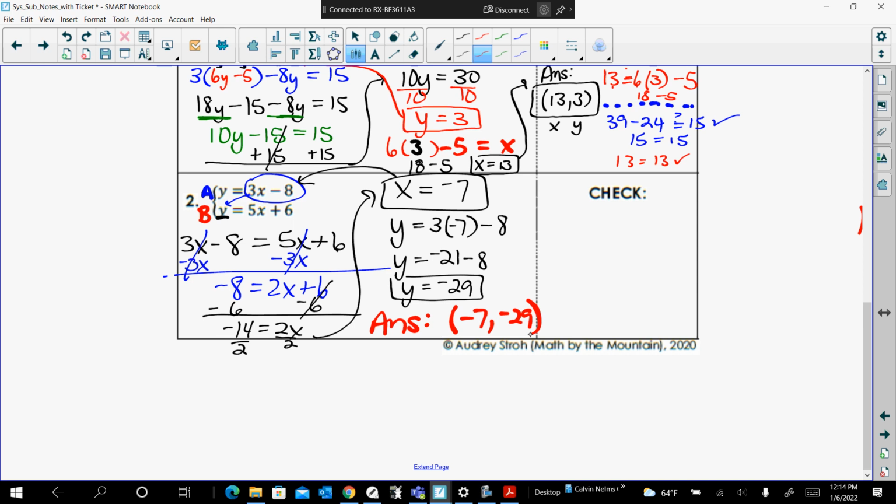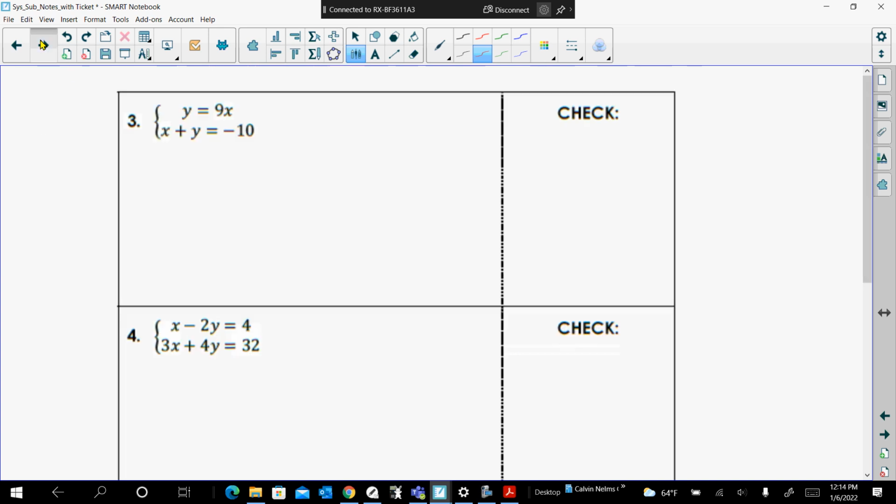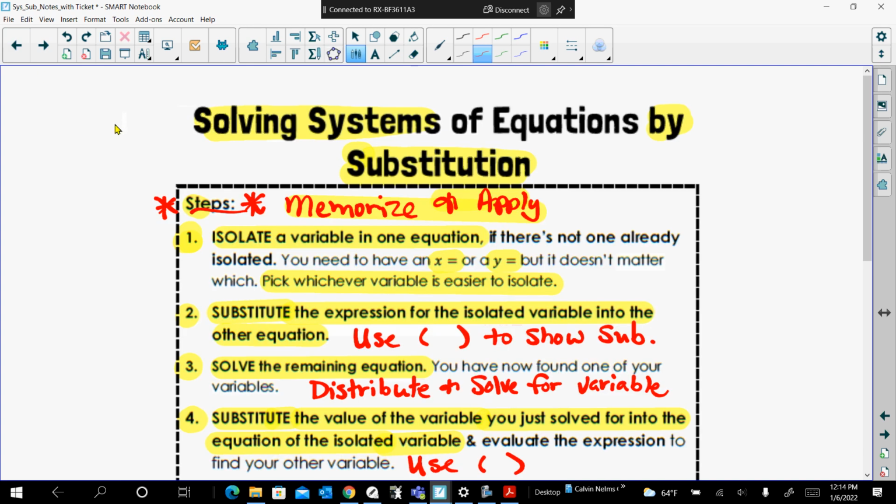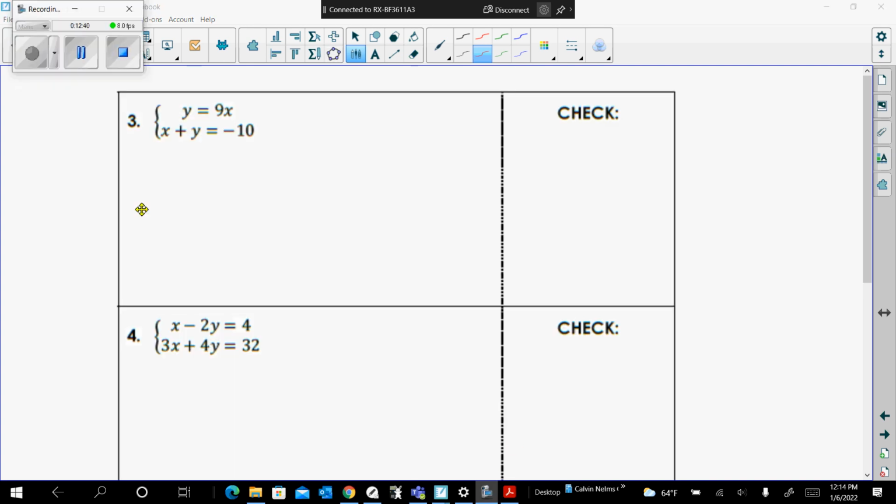All right, we're going to stop right there and we'll do the rest of it. Okay? Because we're going to let you do some more practice on the next page. All right, let's go.